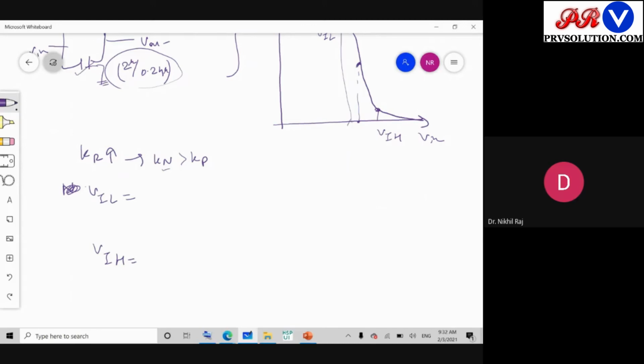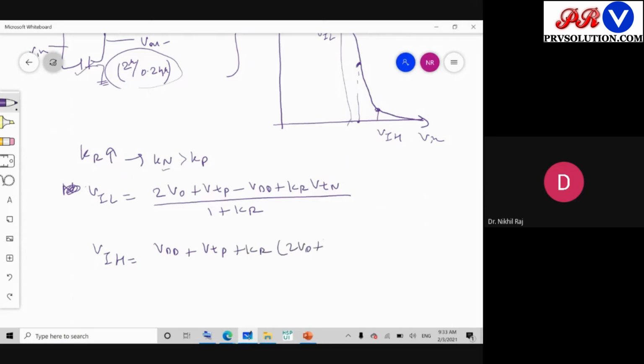So if you recall, your VIL was given by (2V0 plus VTP minus VDD plus KR into VTN) divided by (1 plus KR). And similarly, VIH was given by (VDD plus VTP plus KR (2V0 plus VTN)) divided by (1 plus KR).